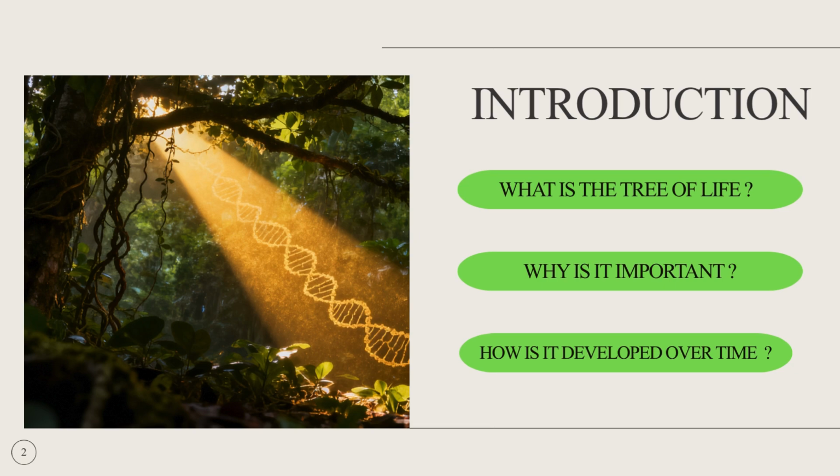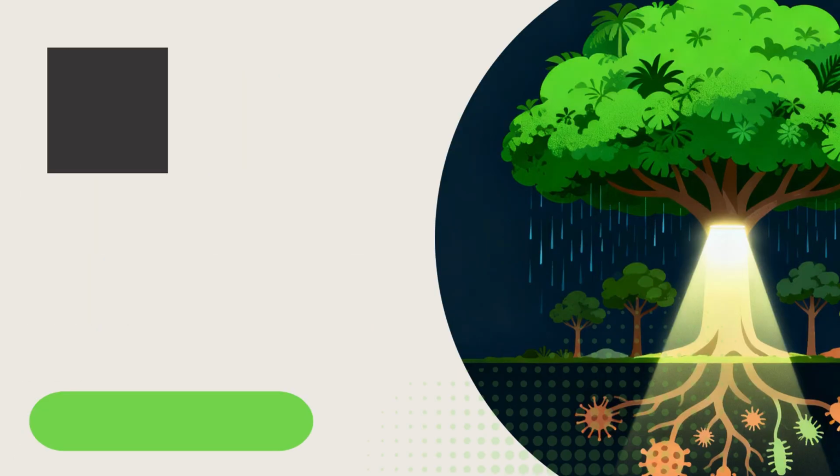Originally, the tree of life was based on physical appearances like shape or structure. Later, scientists used a single gene called 16S rRNA to build better trees. But today, we use entire genomes and advanced sequencing technologies, which gives us a much more accurate and detailed tree.